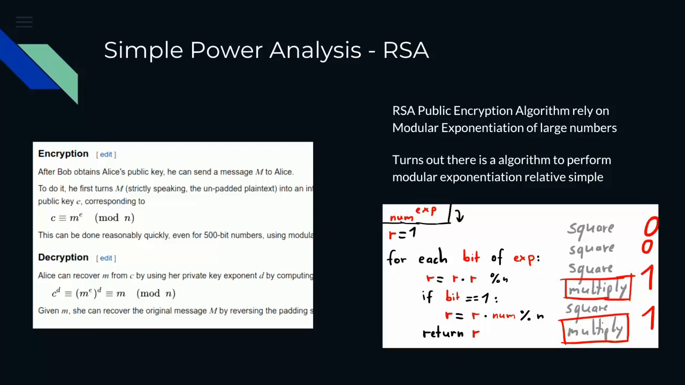Turns out exponentiation is very expensive for the processor to perform, but there is a way to perform it more easily, and that is modular exponentiation of large numbers. The idea of the algorithm is like this, top right here. For each bit of the exponent, if that bit is 0, you just square it, raise it to the power of 2. But if that bit is 1, you also multiply by the number that you are exponentiating.